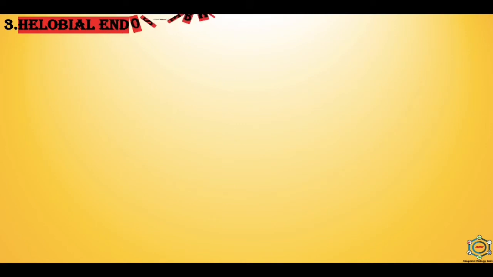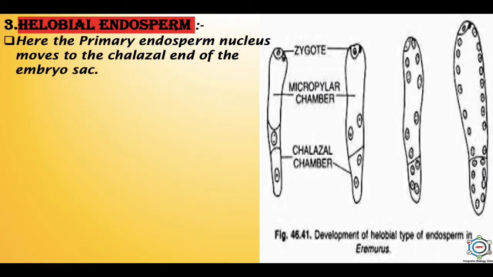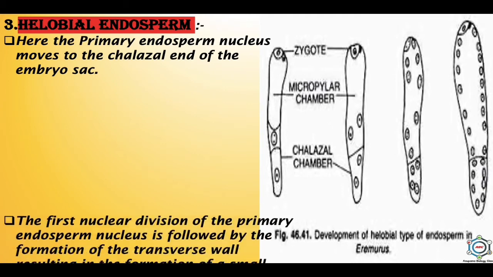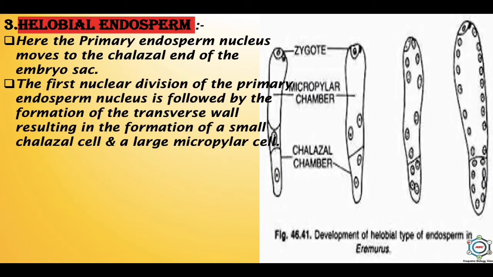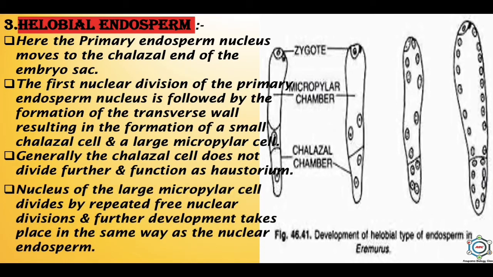Now the last is helobial endosperm. In the picture you can see the development of helobial endosperm. Here the primary endosperm nucleus moves to the chalazal end of the embryo sac. Then the first nuclear division of the primary endosperm nucleus is followed by the formation of the transverse wall, resulting in the formation of a small chalazal cell and a large micropylar cell. Generally, the chalazal cell doesn't divide further and functions as a haustorium.